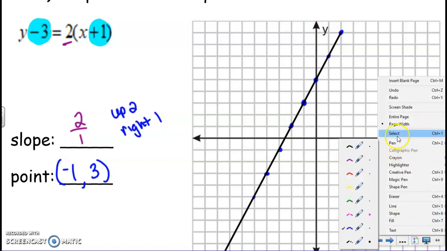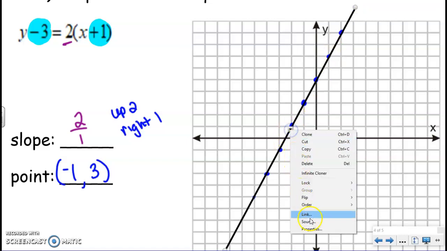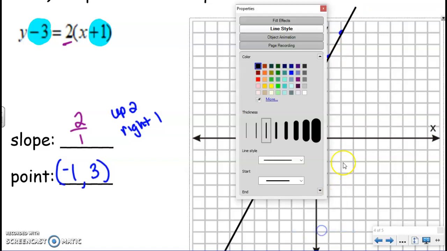Again, try to make sure your line goes all the way across the graph if you can. I'm going to extend this one a little bit. And make sure you have arrows at the ends. So I'm going to put those arrows in there.